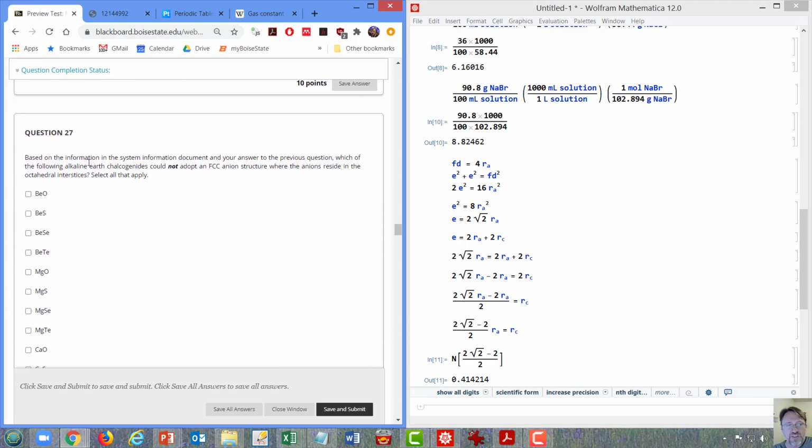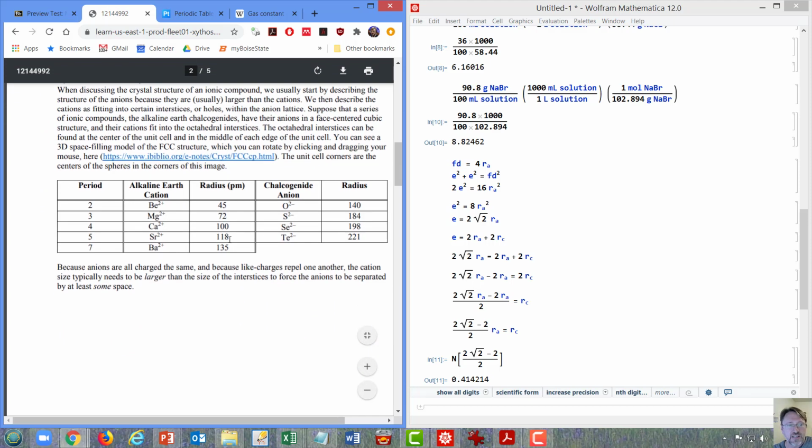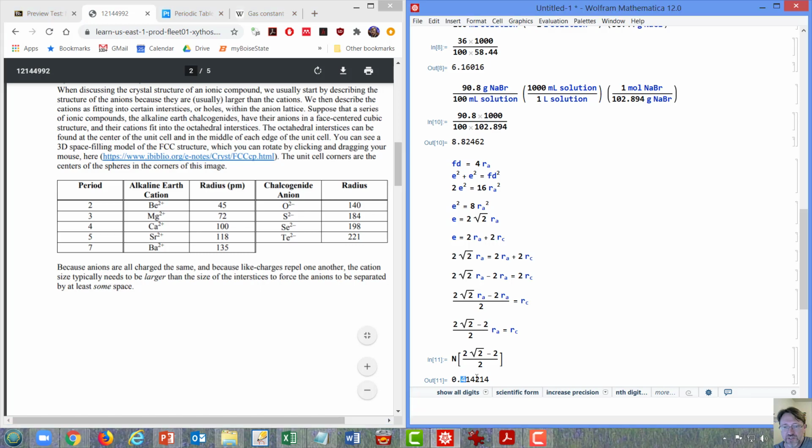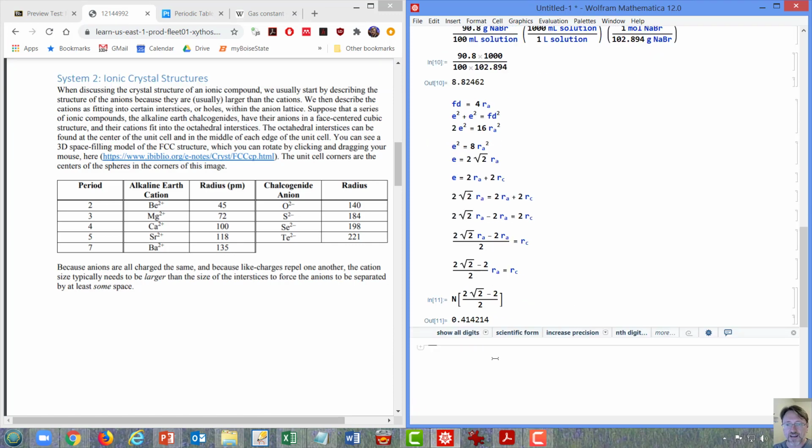All right. Based on the information, which following alkaline earth chalcogenides could not adopt this structure? So the information here says that like charges repel one another, and so the cation typically needs to be larger than the size of the interstices to force the anions to be separated by at least some space. So this is the minimum size that we need. So what we need to do now is to take the anion radius, so for oxygen it's that, and we need to multiply by this, and that's going to give us our cutoff.